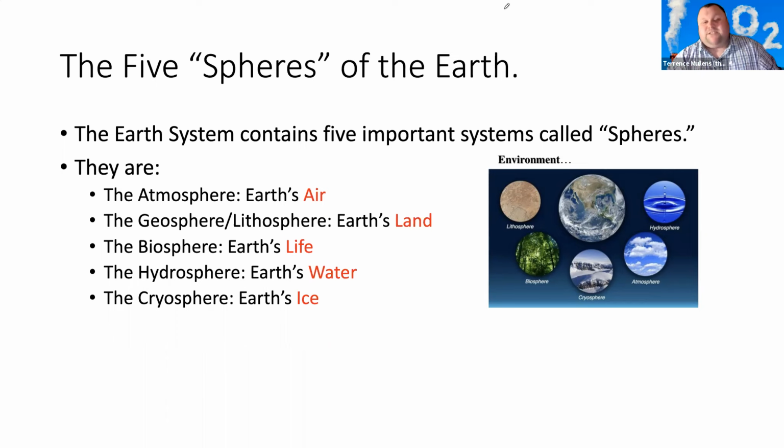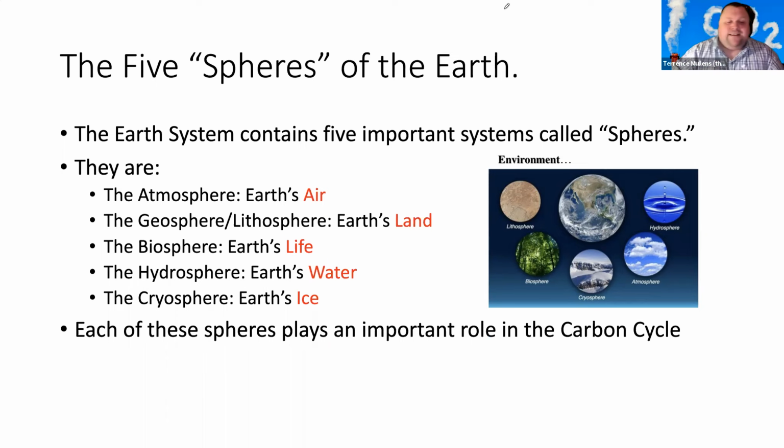That is the cryosphere. And each one of these components, each one of these systems actually does store and exchange carbon with other systems. Each of these spheres plays an important role in the carbon cycle. There are actually 3 main roles that can be played by one of these 5 spheres. And in fact, these spheres can actually play multiple roles.